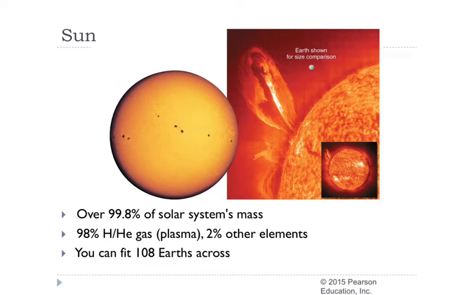And just to get a sense of scale, on the image on the right here, you could see the Earth on top. But you could fit over 100 Earths side by side for the diameter of the sun. So extremely large, extremely massive. That's the majority of our solar system, and very small amount for everything else.